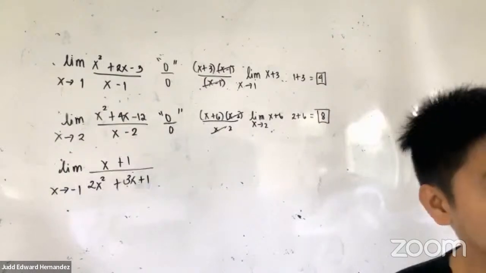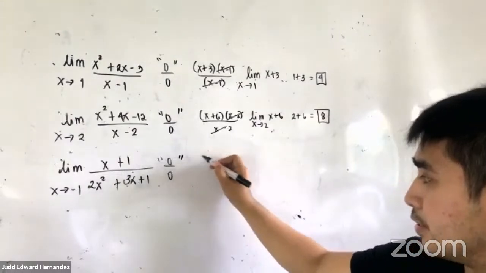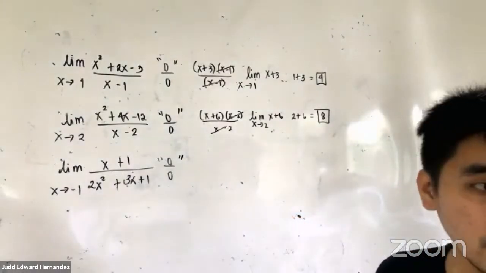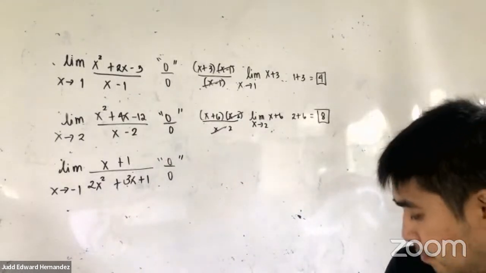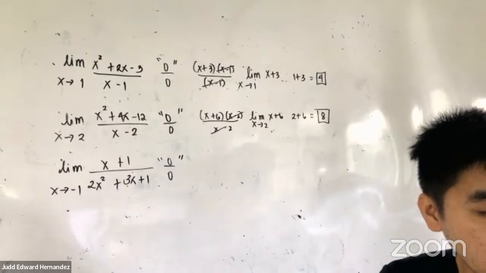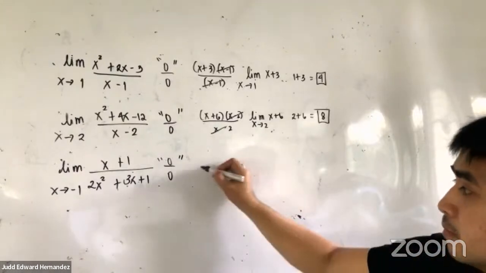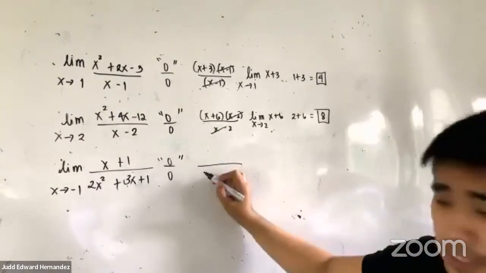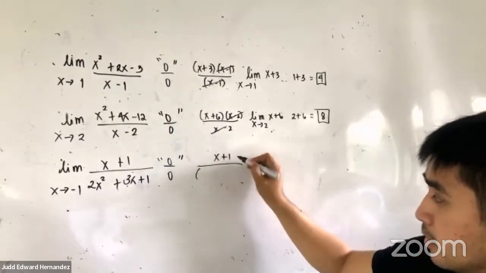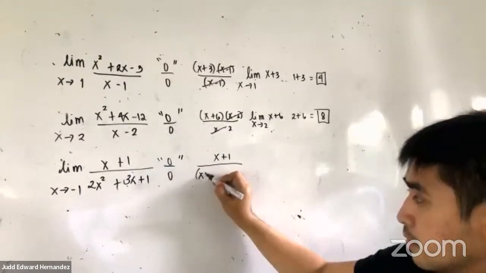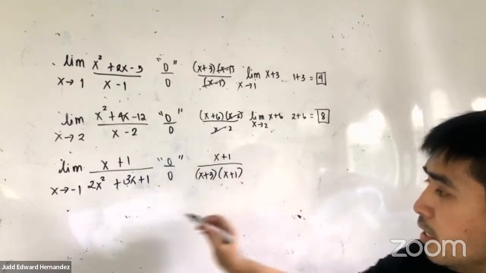Yes, Miss Aberin. Sir, 0/0 indeterminate din po. Okay, it is also indeterminate. Therefore, could you please give me the factors? If it is 0/0, what will be the factors? Sir, x plus 3, saka x plus 1 po. X plus 3, sa taas po, x plus 1. x plus 1, sa baba po, x plus 3 plus x plus 1. Okay, look at this one.